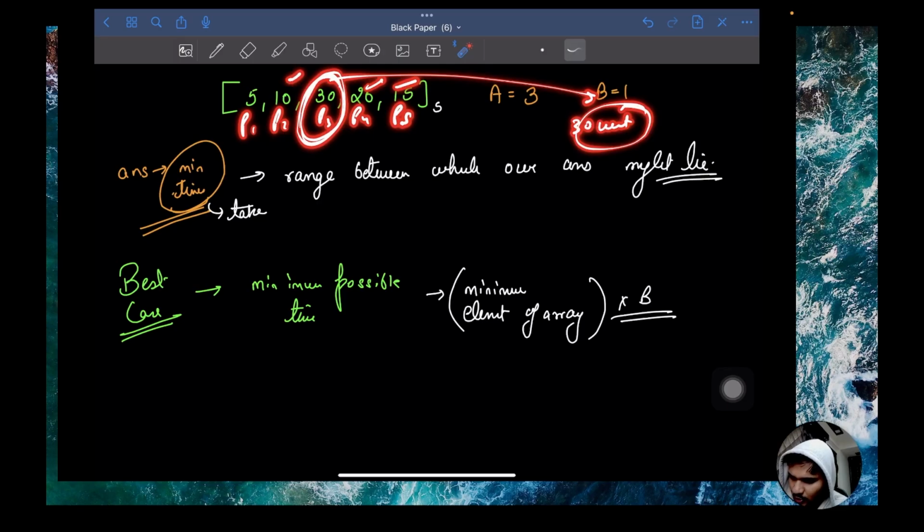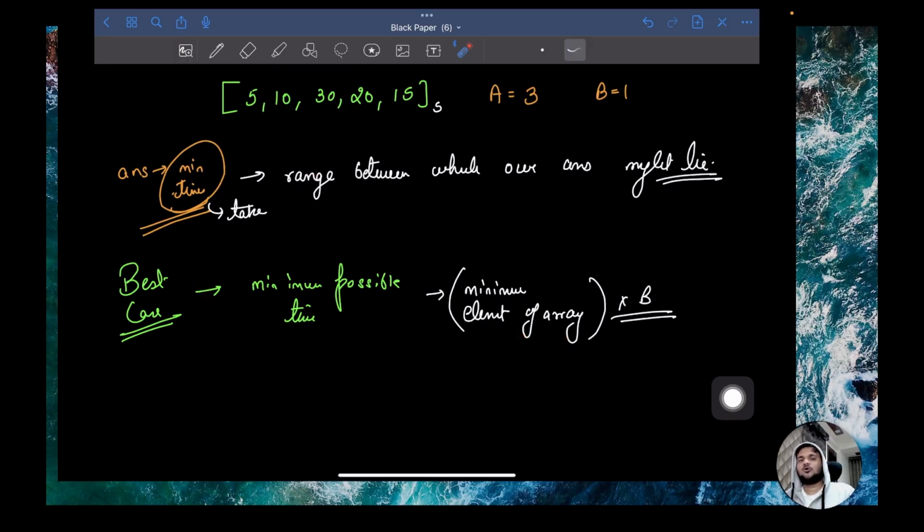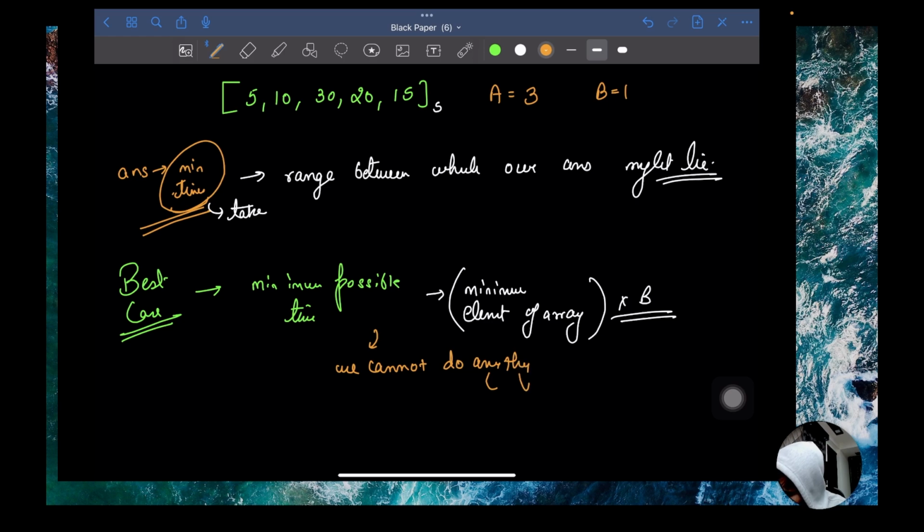The other 4 are going to parallelly complete till the time P3 completes. So this is going to be the minimum possible time that in any case you are going to take, no matter what. We cannot do anything better than this.